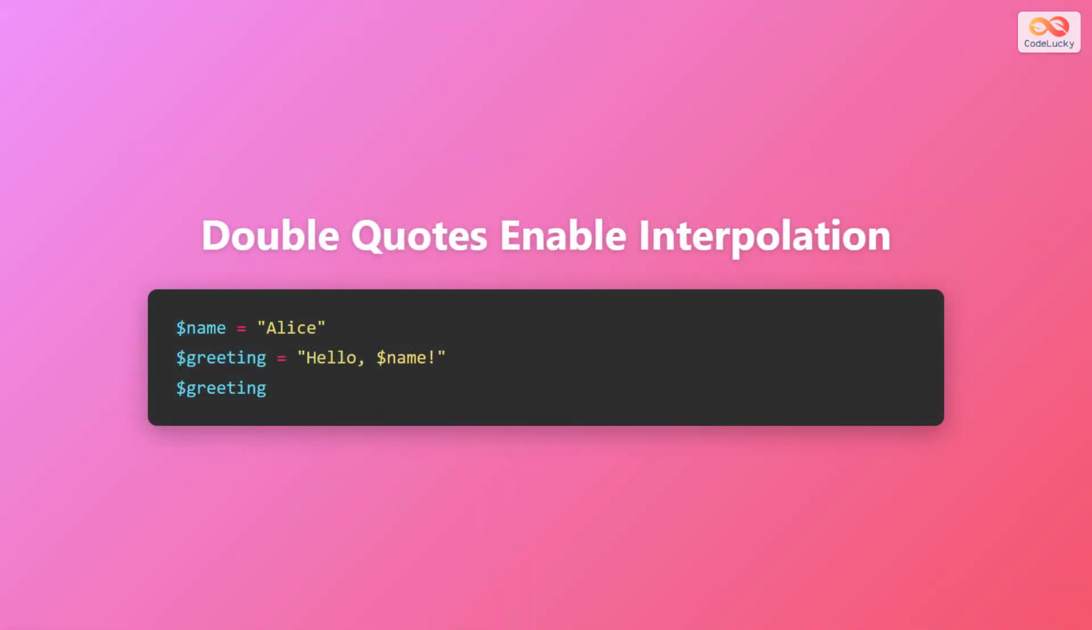When you use double quotes in PowerShell, variable interpolation is enabled automatically. In this example, we create a variable called $name and assign it the value Alice. Then we create another variable called $greeting with the text "hello, $name!" Notice that $name is written inside the double quoted string. PowerShell will recognize this as a variable reference.